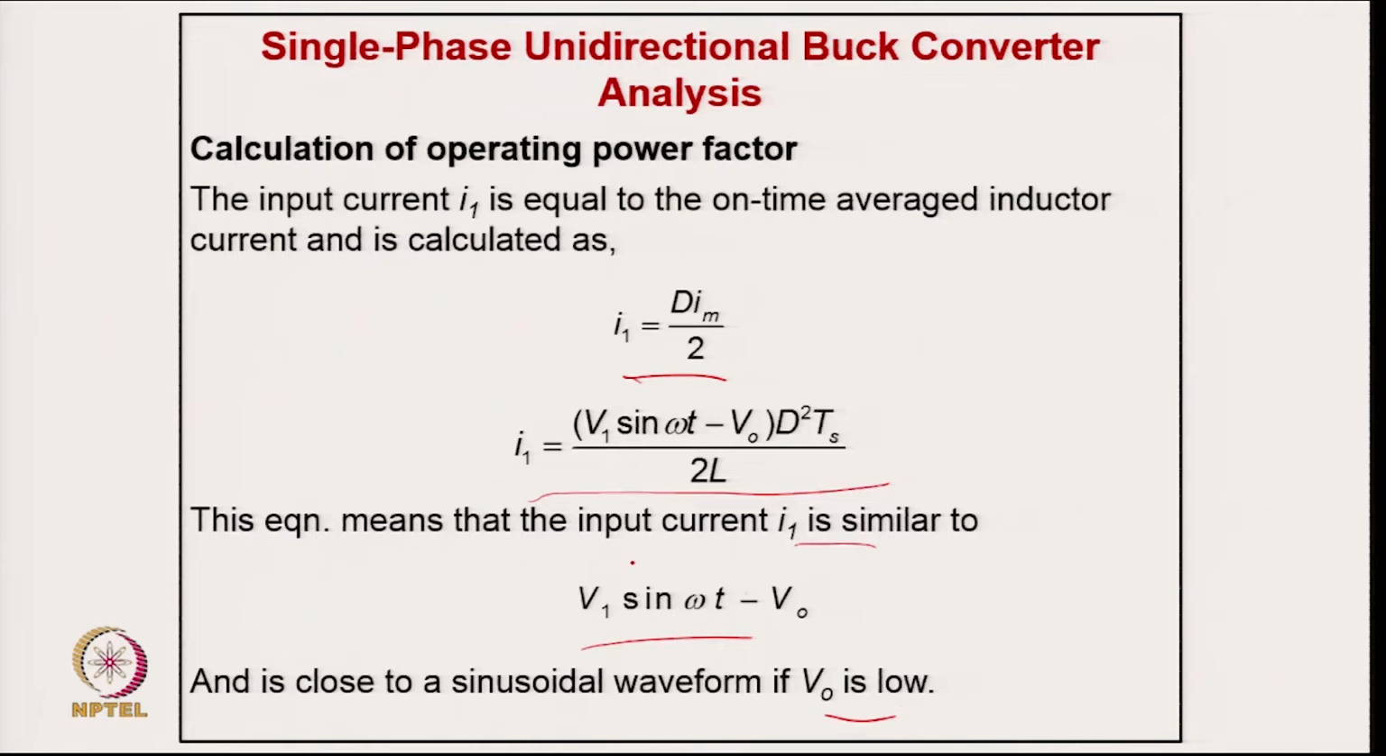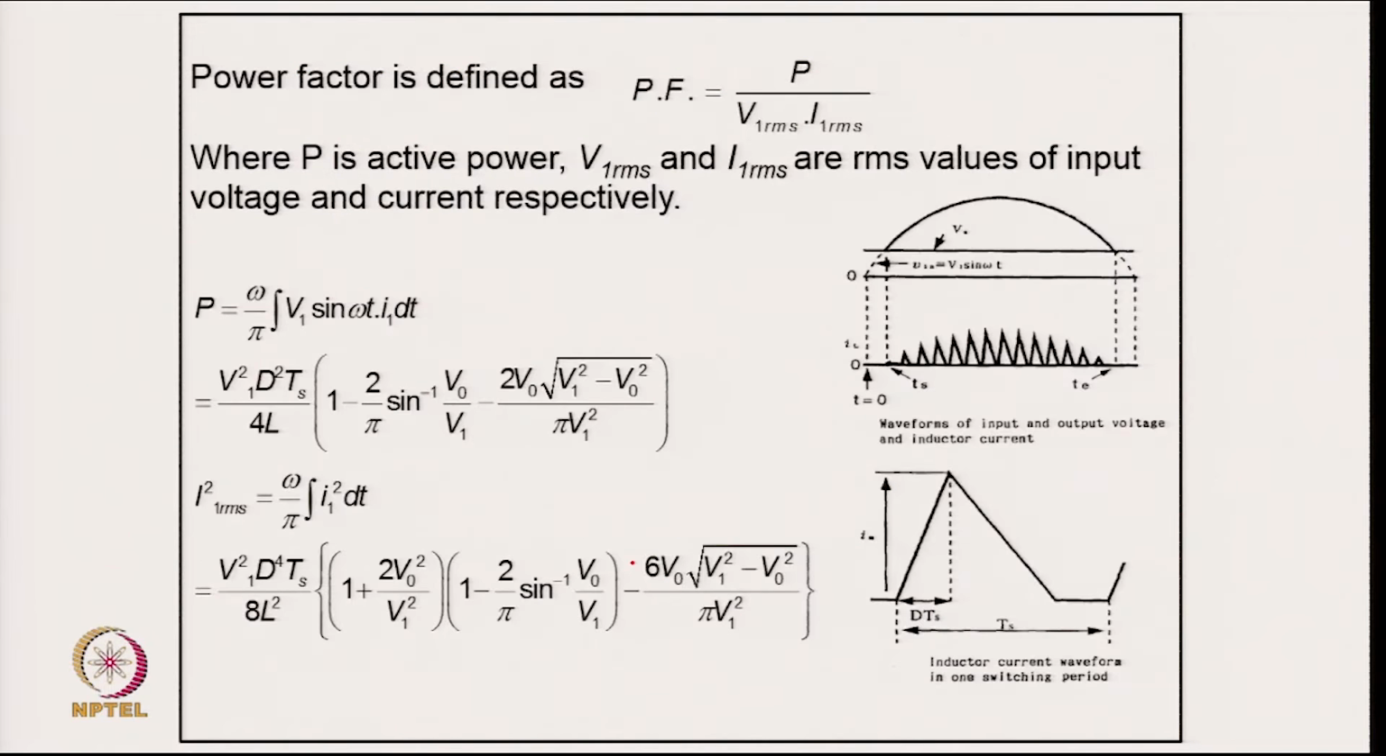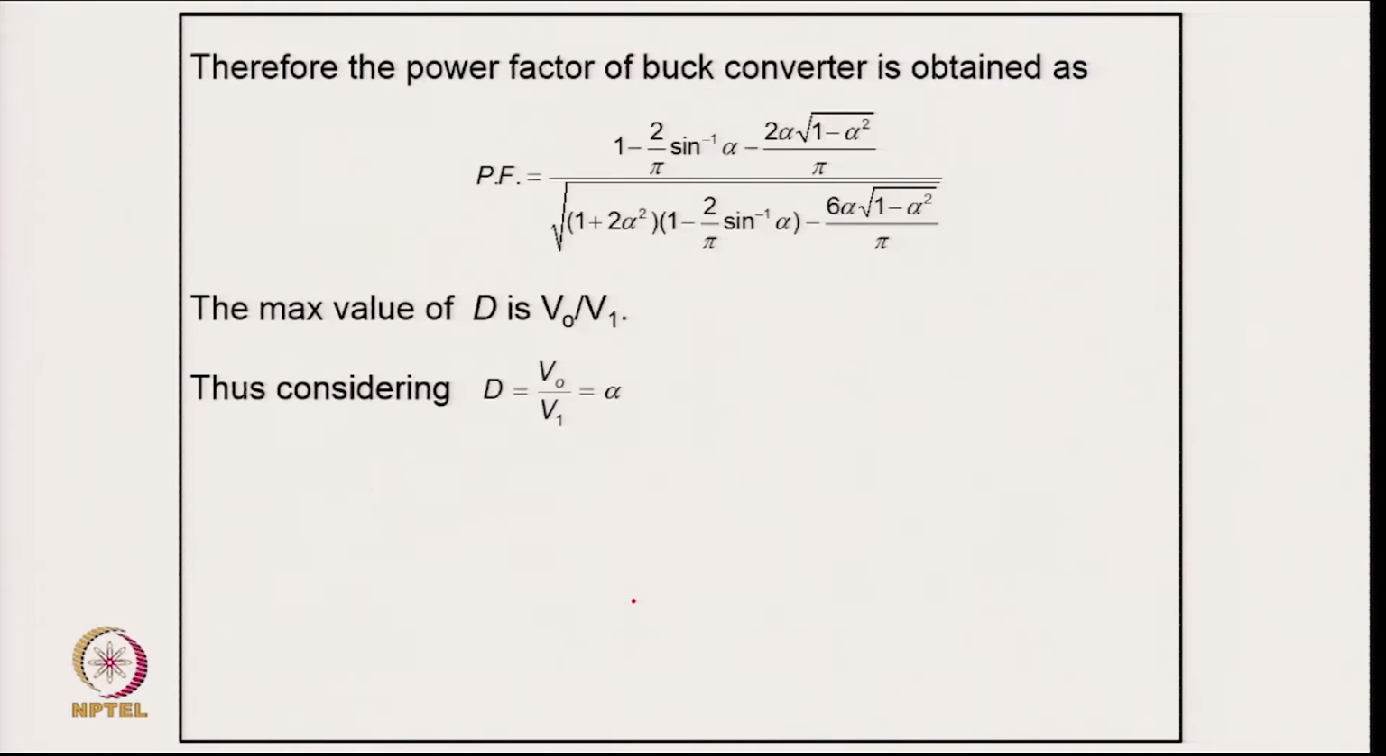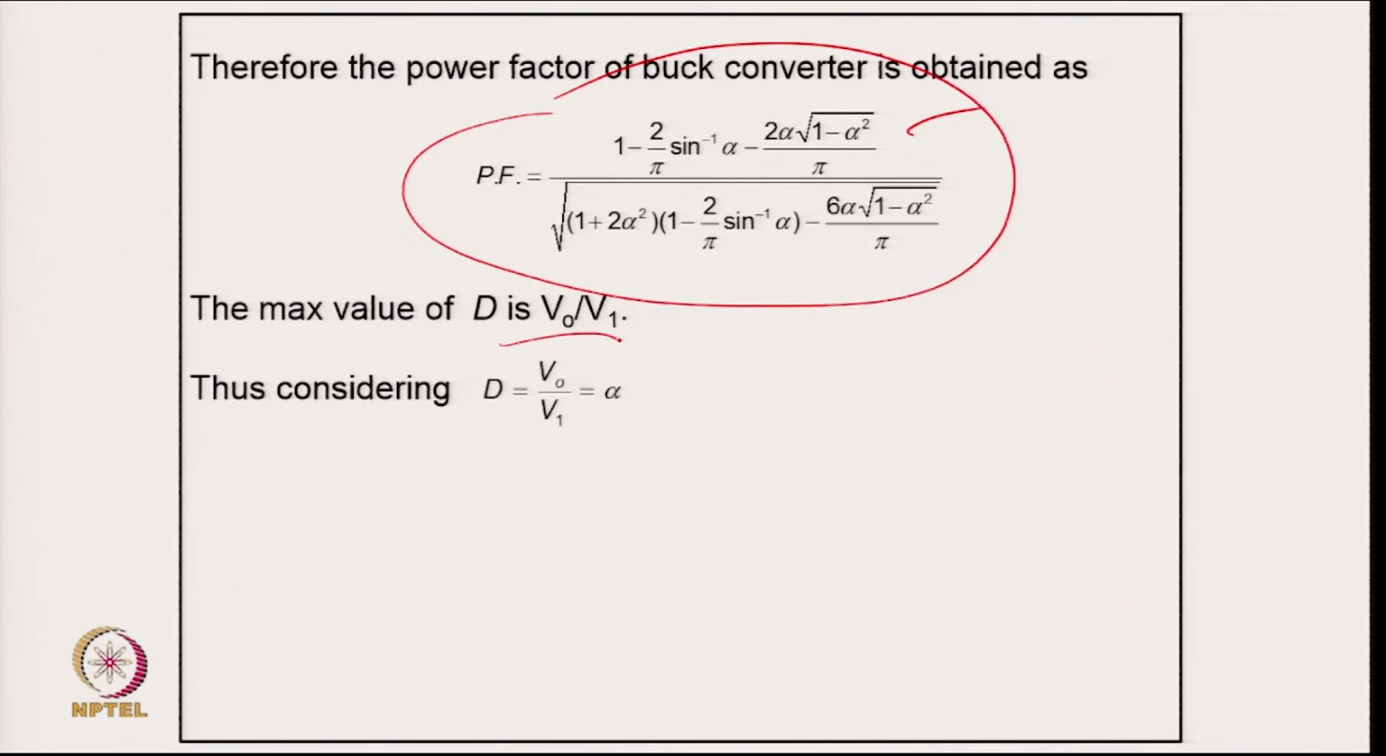So, this voltage term is quite high compared to that, and then you can define the power factor in terms of this. From power you can derive the relation for RMS current, and finally the power factor can be related in terms of your duty cycle, where alpha is the duty cycle. Of course, it becomes a reasonably nonlinear function, where the maximum value of duty cycle can be V output upon V1, which is considered here.